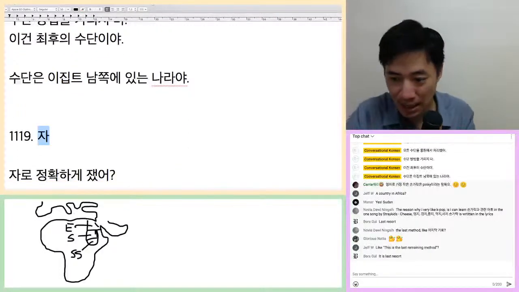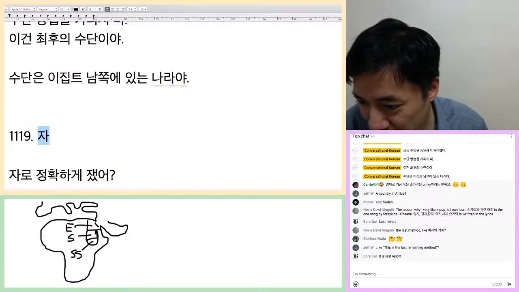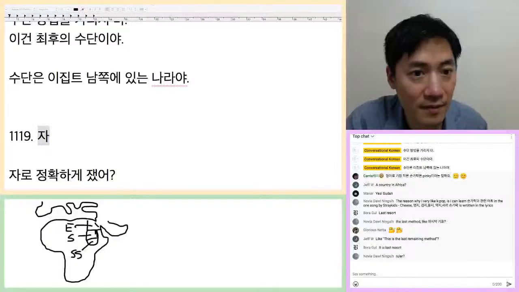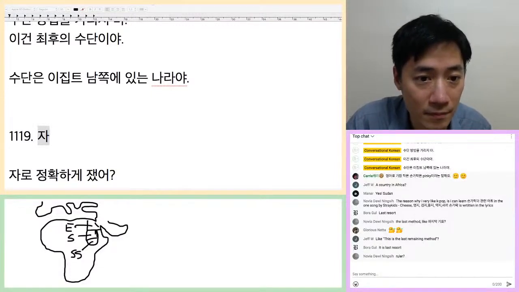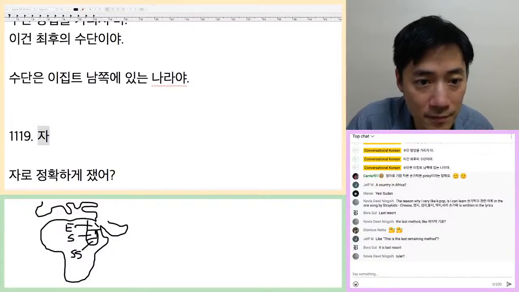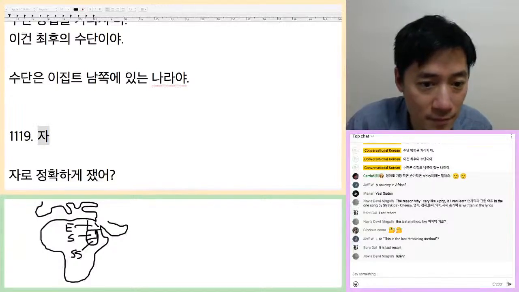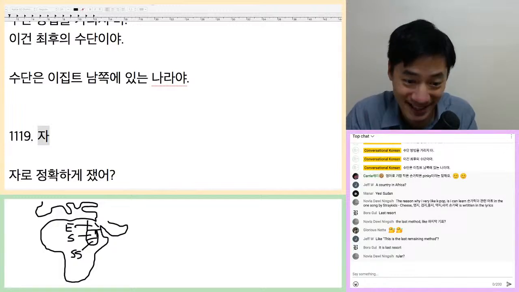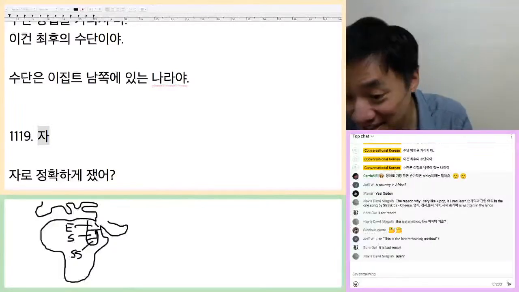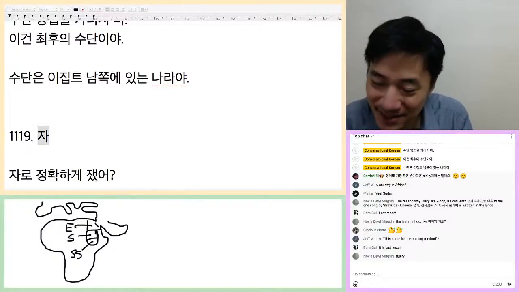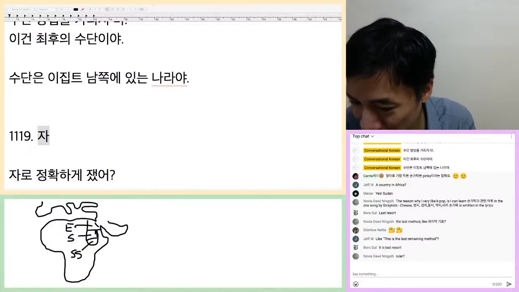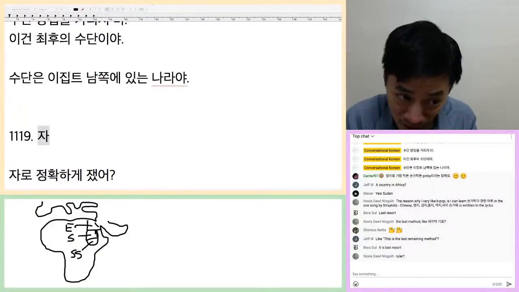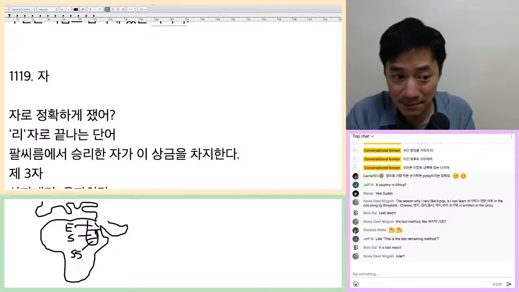And the next one is 자. 자, what does it mean? By the way, last resort, I have to look up, I guess. Oh, yeah, that's right. Or like Jeff said here, this is the last remaining method, or something like that. Yeah, last remaining method. 마지막 수단. Can be like that. That's right. 자, ruler. So in this case, it means ruler.